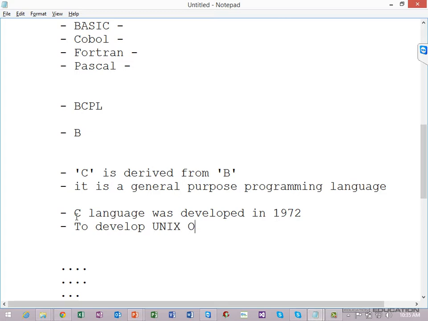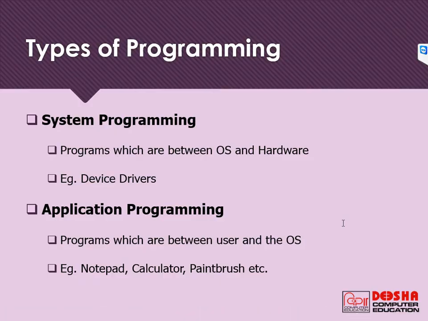To develop Unix operating system, C was introduced. The only purpose of C was to develop the Unix operating system. For the development of an operating system called Unix, C was first introduced and later people started using this language for developing nearly all types of software because of its advantages.